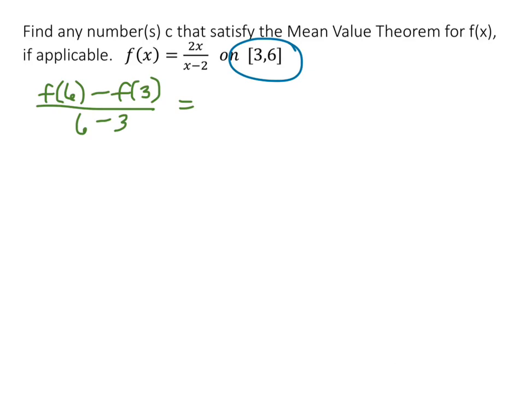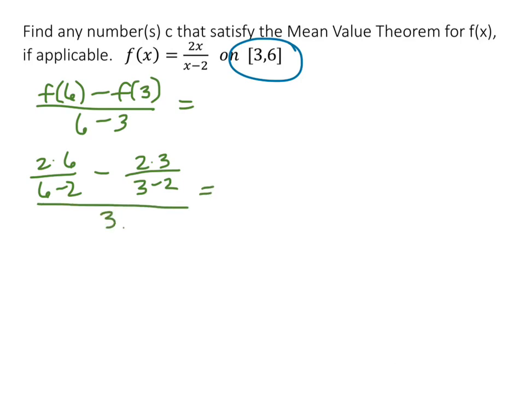F of 6, I'm going to plug in 6 here and get 2 times 6 over 6 minus 2, minus plug in the 3, and keep this all over 6 minus 3, which is 3. And the first fraction is 12 divided by 4, which is 3. Second fraction is 6 divided by 1, which is 6. And this becomes negative 3 divided by 3, which is negative 1.